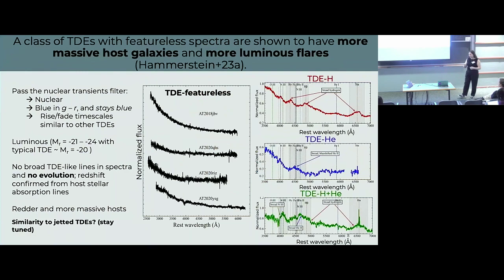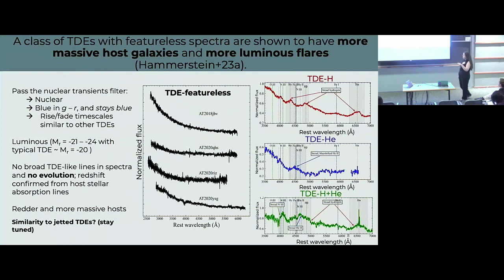So throughout ZTF, we were discovering lots of new TDEs. Most of them looked like these ones on the right when we looked at their optical spectra. So most of them had either broad hydrogen, broad helium, or a combination of the two. But when we were discovering all these TDEs, we found these objects that looked pretty much identical to the rest of these in terms of their light curve.